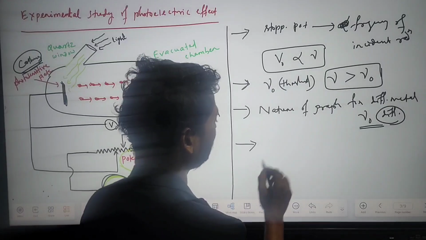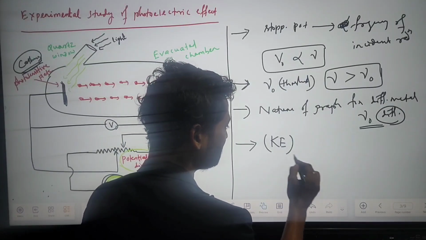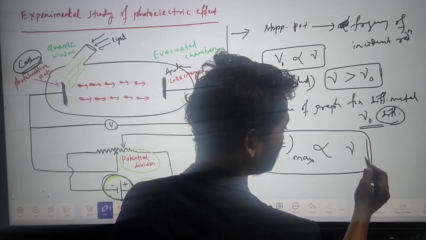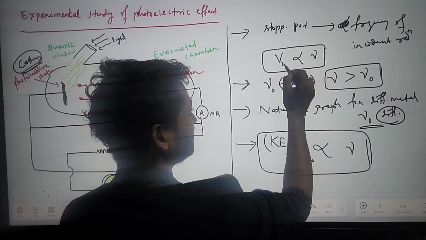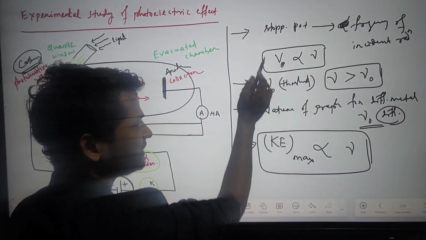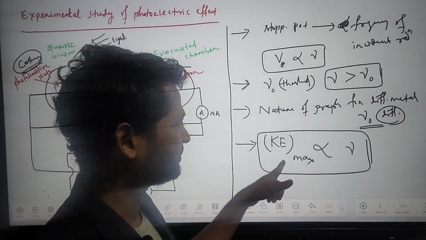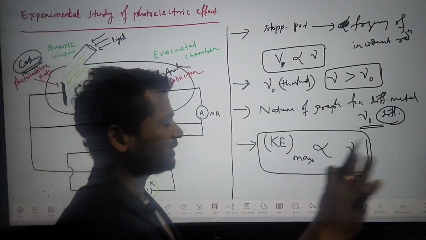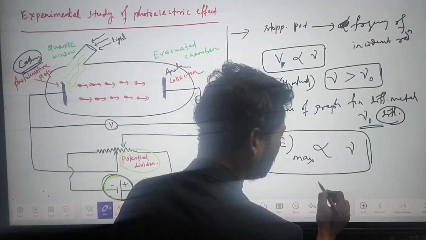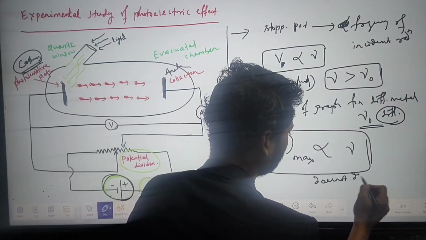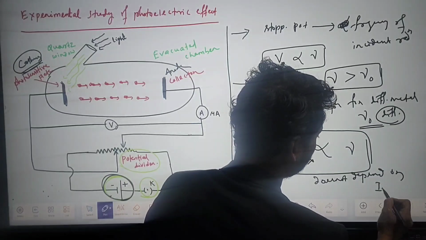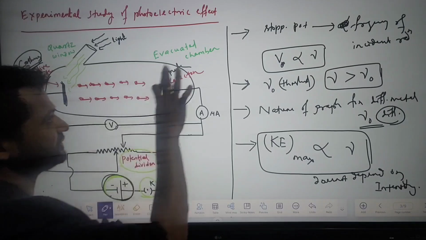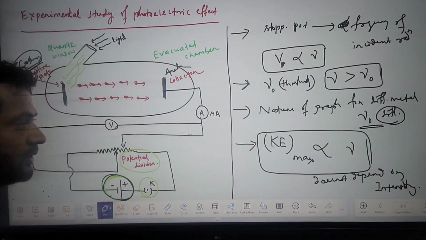And most important point, fourth point: the maximum kinetic energy is directly proportional to frequency of incident radiation. As you know, stopping potential is directly proportional to mu, and there is a relation between V naught and K max. V naught is directly proportional to K max, so we can say K max is directly proportional to mu. So irrespective of any kind of intensity, it does not depend on intensity. Okay. So that is all about the variation of stopping potential with respect to frequency.